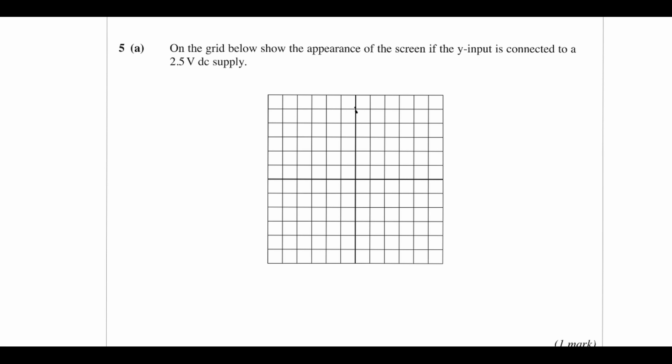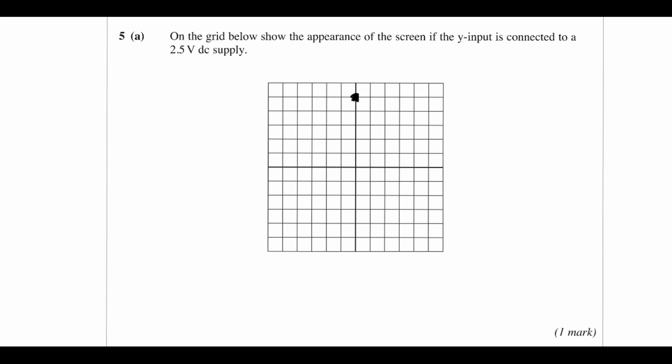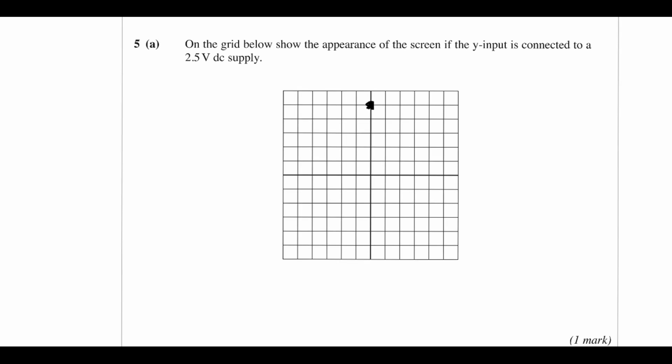So it's going to be a blob that I'm not doing very well with this pen right here, because it's going to be 5 squares to be 2.5. Okay, so let's move on.